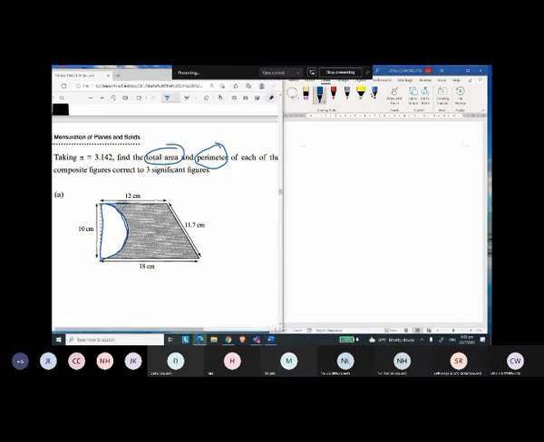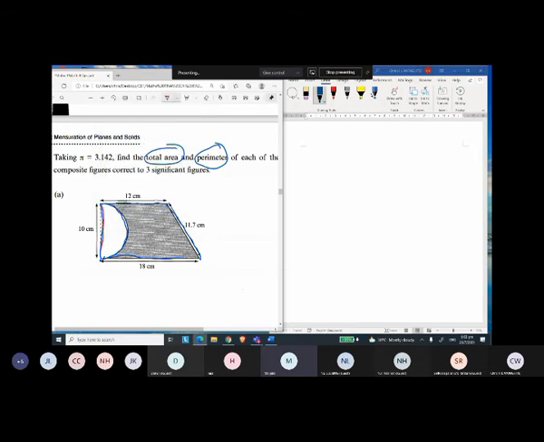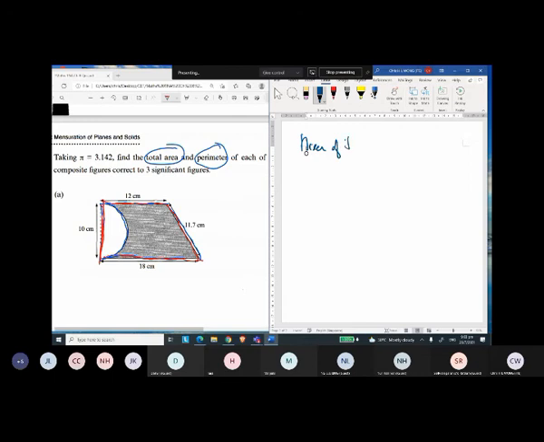Calculate the area of the trapezium. Can you find the area of the trapezium? 12 plus 18, the height is 10. So the area of the trapezium equals half times (12 plus 18) times 10. Very good, 10, you're right. The height is 10. Give me the answer, please.